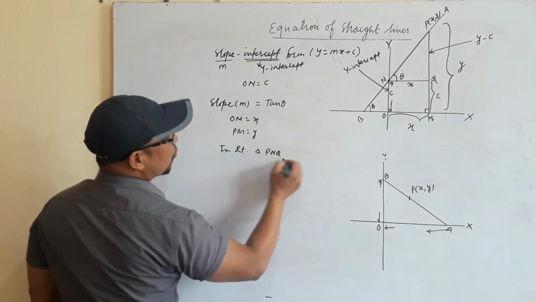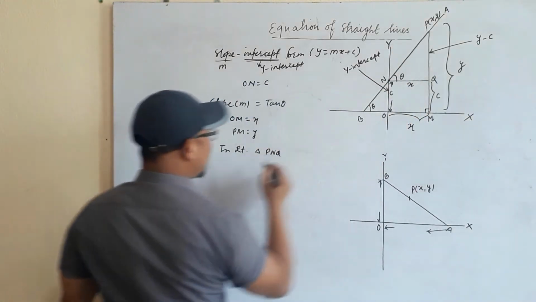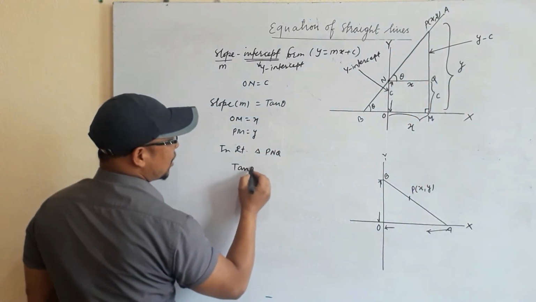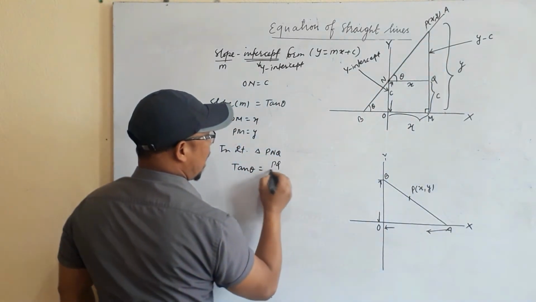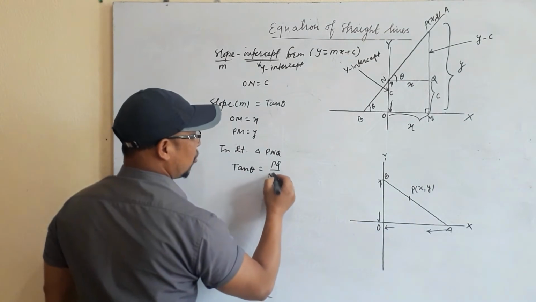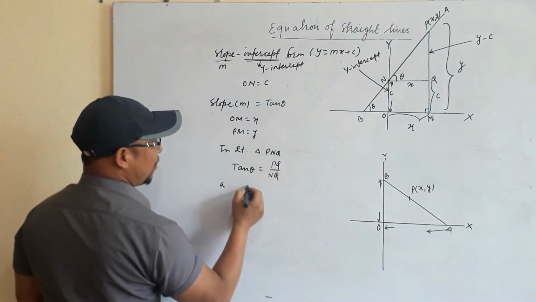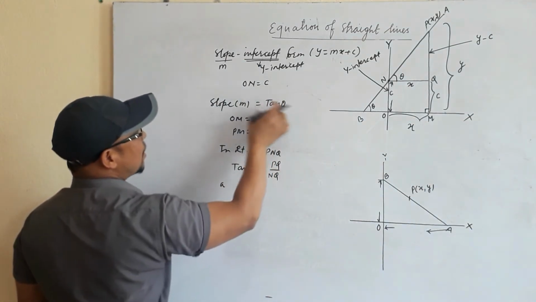P and Q. This is tan theta. Tan theta equals P by B. P means PQ, and B means NQ. Here tan theta means slope. This tan theta is the slope M.